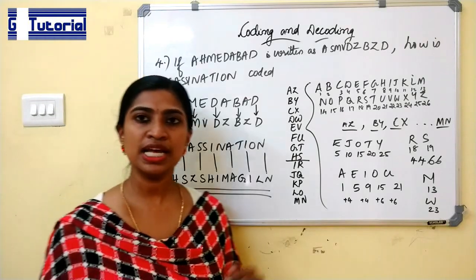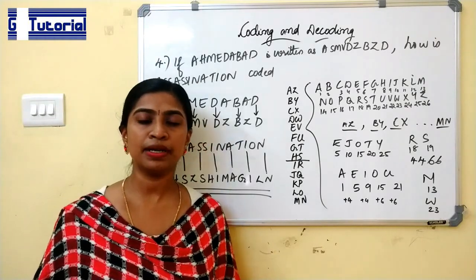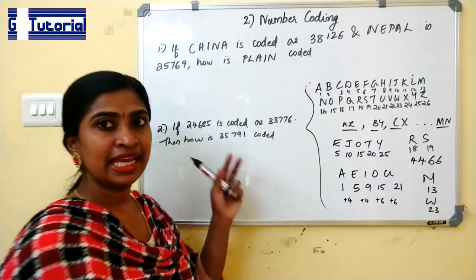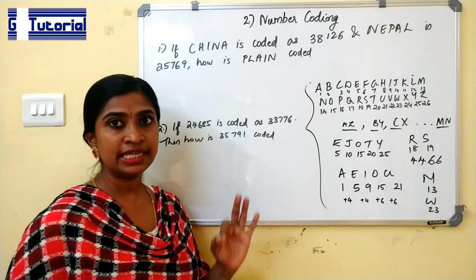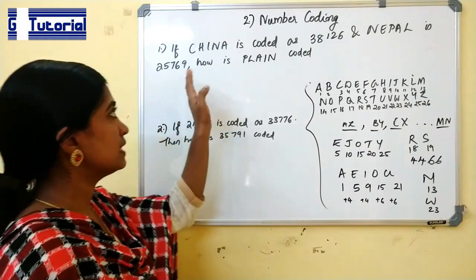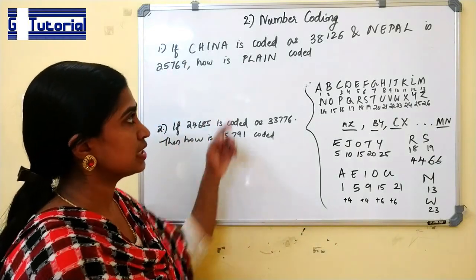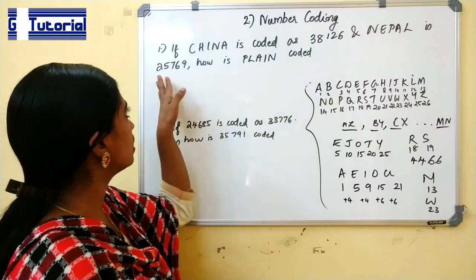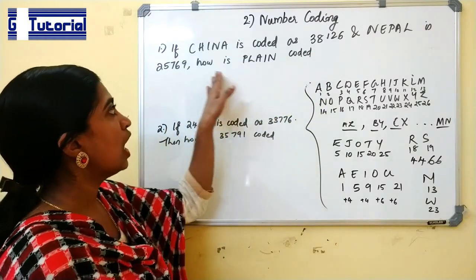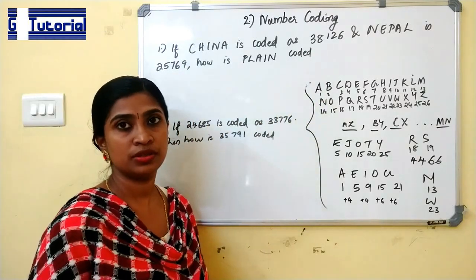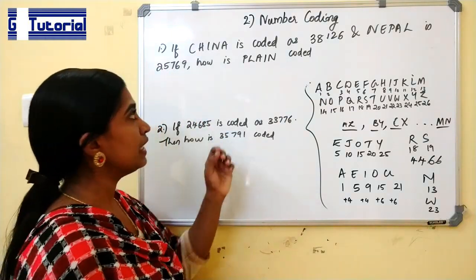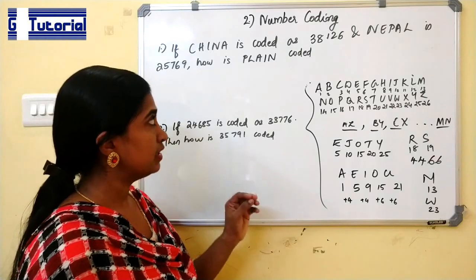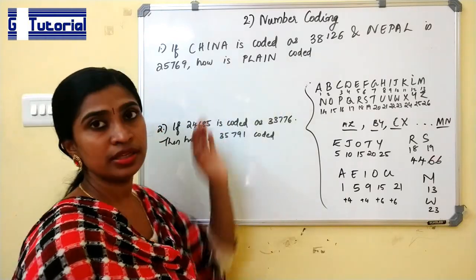Now we can move on to the second type of problem, that is number coding. In number coding, you may face three types of problems. The first problem is like, if China is coded as 38126 and Nepal is coded as 25769, how is plain coded? You will be given two words and their codes. The code will be numbers and you will be asked to find the code for a third word.